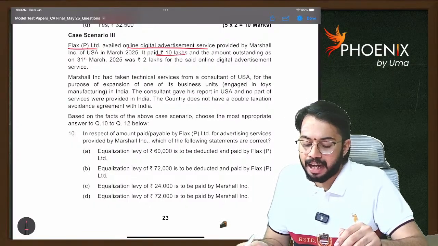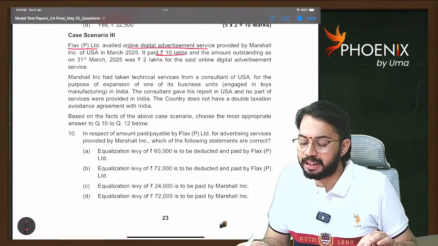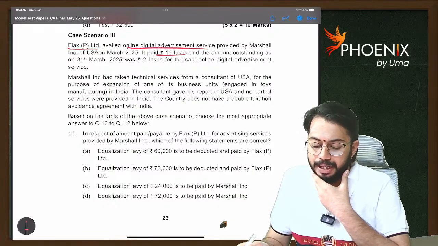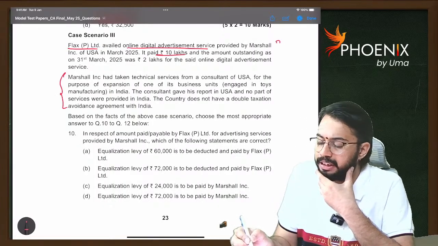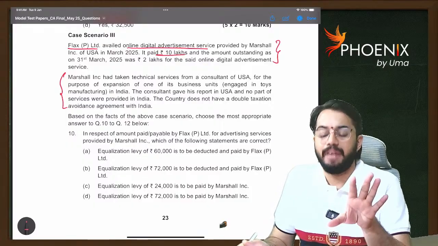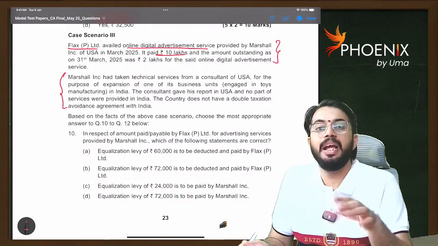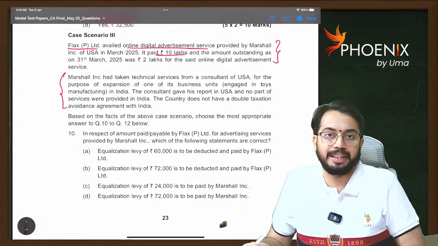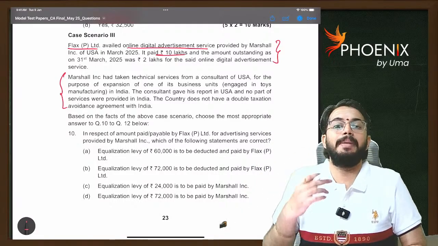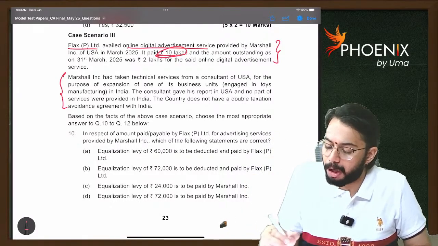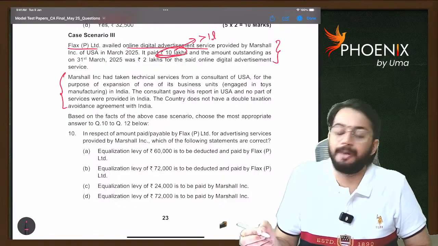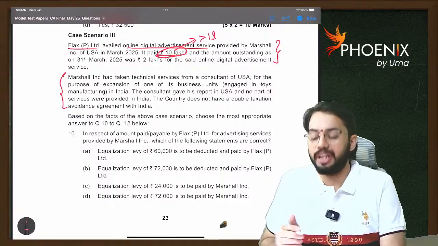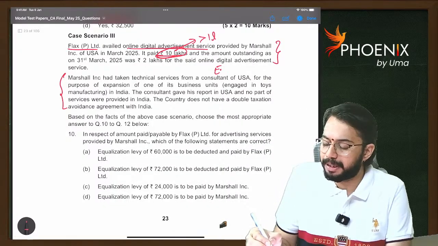Marshall Inc. had undertaken technical services from consultant of USA for the purpose of expansion. See, this is different concept. Whenever a company in India makes payment for online advertisement services, if the amount of payment is more than 1 lakh rupees, here amount paid is more than 1 lakh rupees, so this company is required to deduct equalization levy at the rate of 6%.